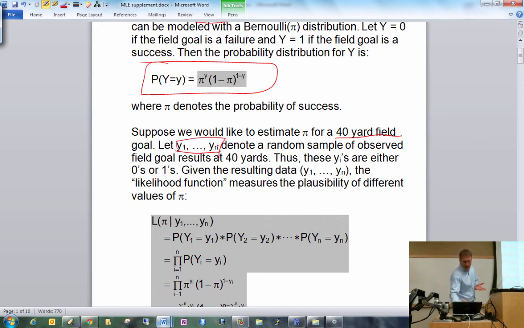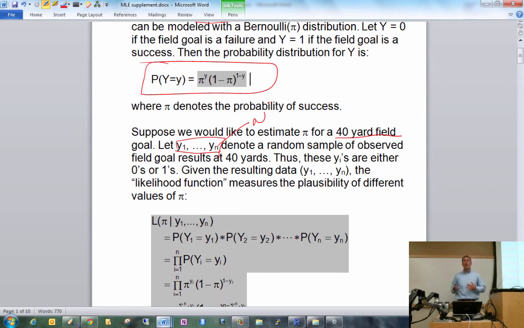In our class, we've typically been calling this capital N, but I end up using lowercase n there. I don't think that's going to be too confusing. Suppose we go out and take a random sample of field goal results, maybe 10 field goals, for example.